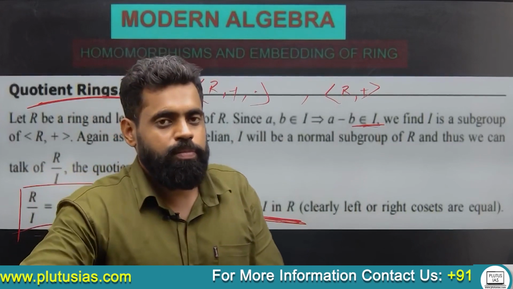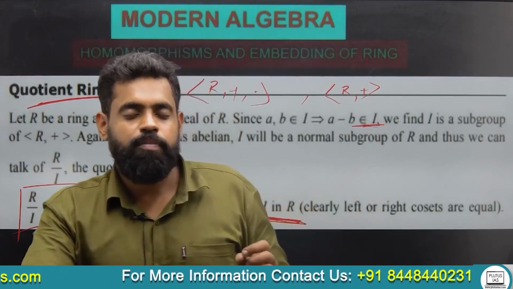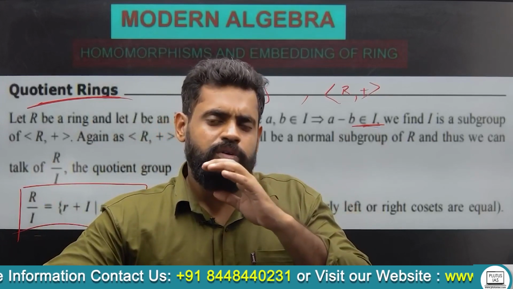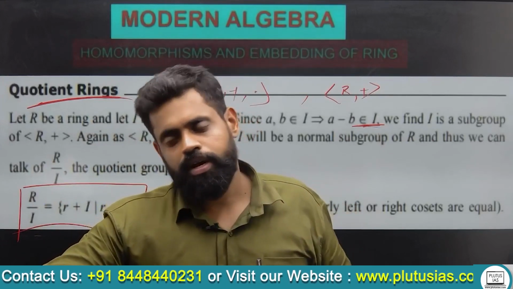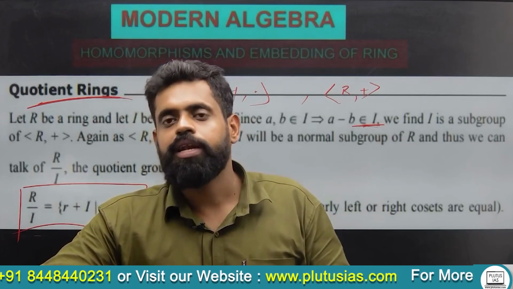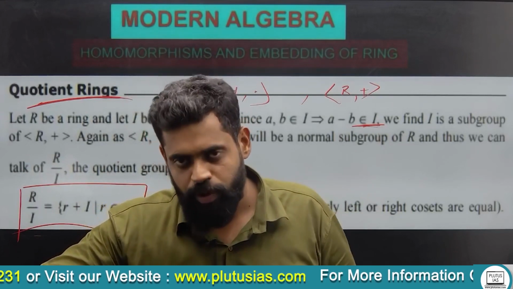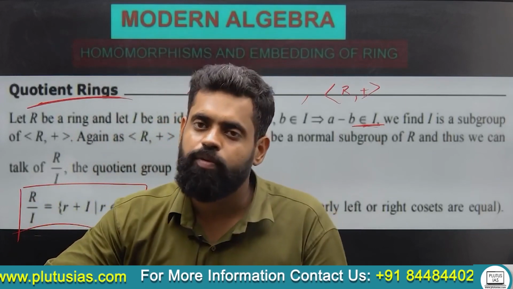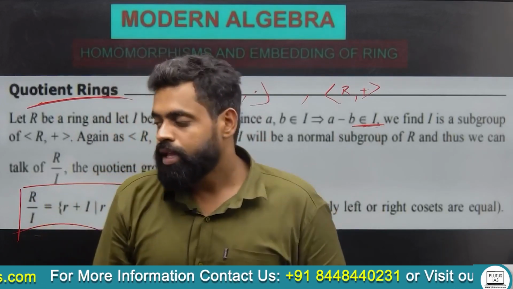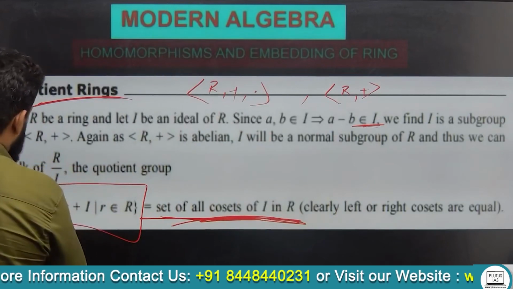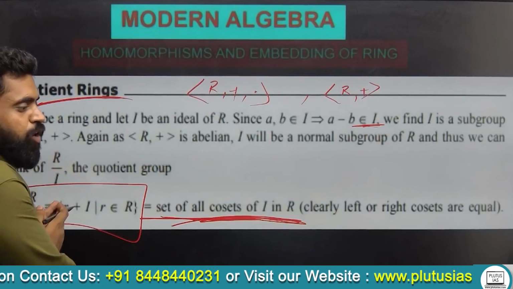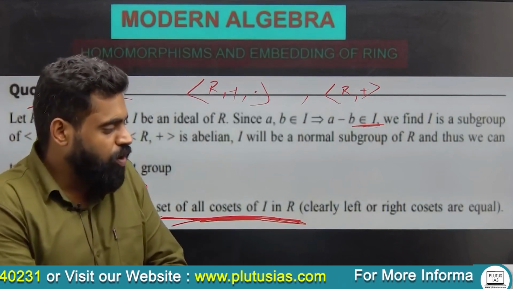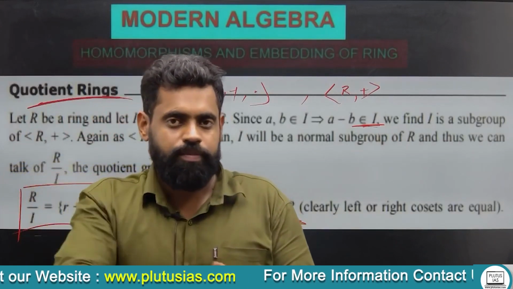I hope this is clear to you, because this is a very important concept, and I have seen almost every student having difficulty understanding this. They usually memorize it. They don't get the grasp of the concept of what this R plus I is. This is R by I. This is a collection of all the cosets. This is not a collection of elements of R. This is a collection of all the cosets in R.